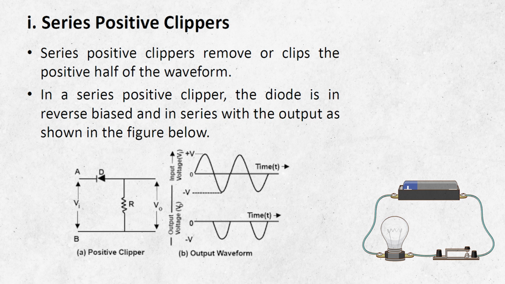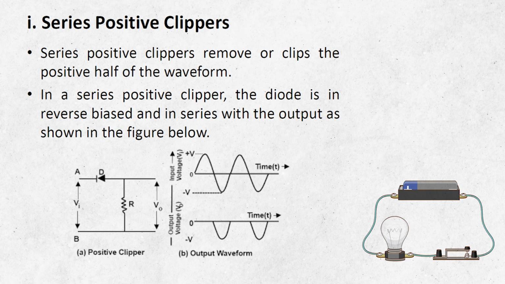In a series positive clipper, the diode is in reverse bias and in series with the output, as shown in the figure below. Here two words are coming: first is series and second is positive. Series means the diode is in series with the load, and positive means this clipper is clipping the positive half of the waveform. The figure below shows the working of the series positive clipper.